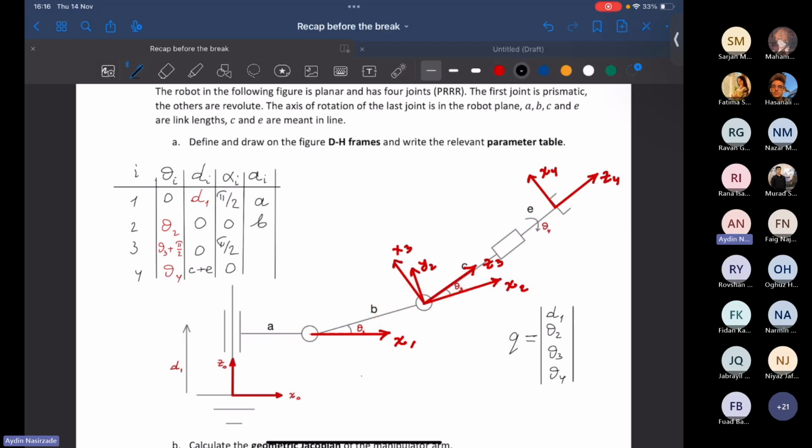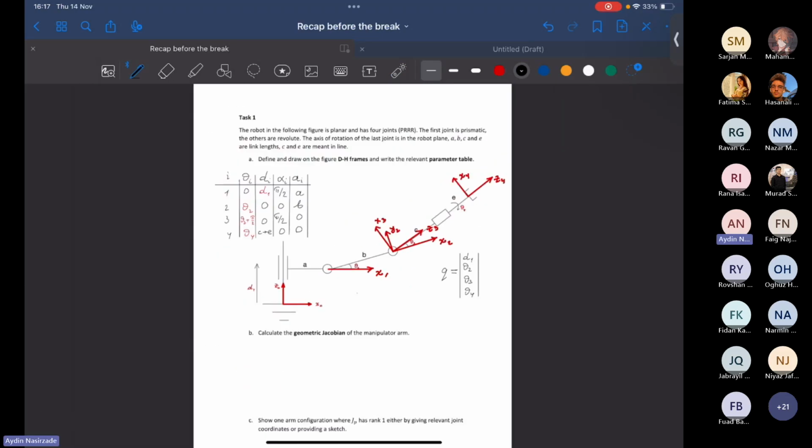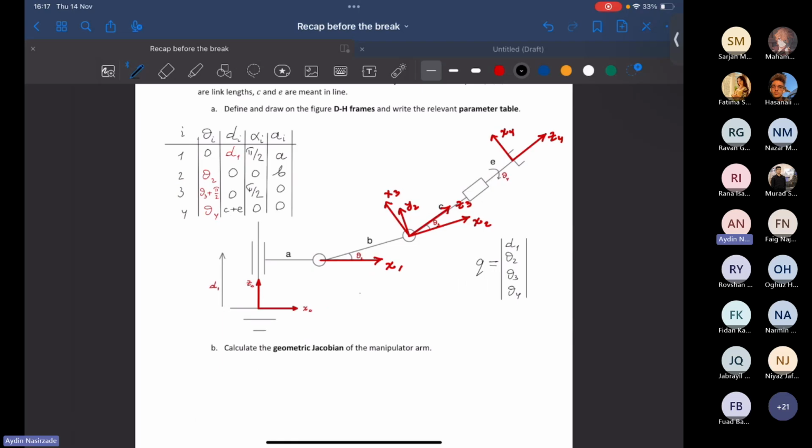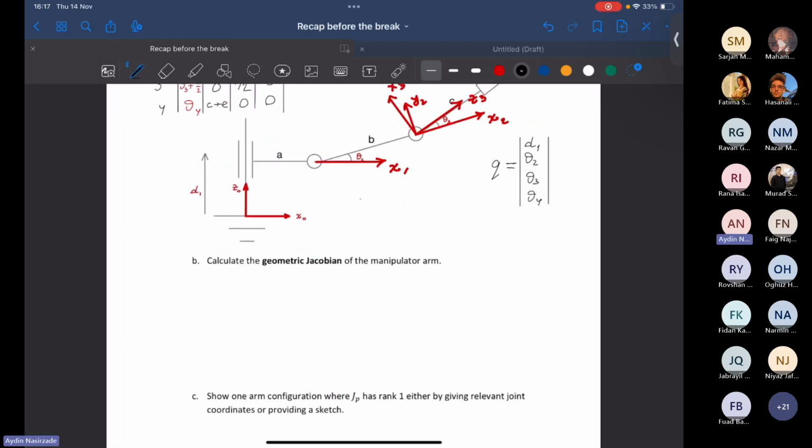And what is next? A3, they are aligned already. The origins intersect, so 0. And A4? Also 0, because in this direction there is no need for any translation. They are aligned here, so 0. And this is the DH parameter table. Hopefully there are no questions. Yes, we can move to the next one.